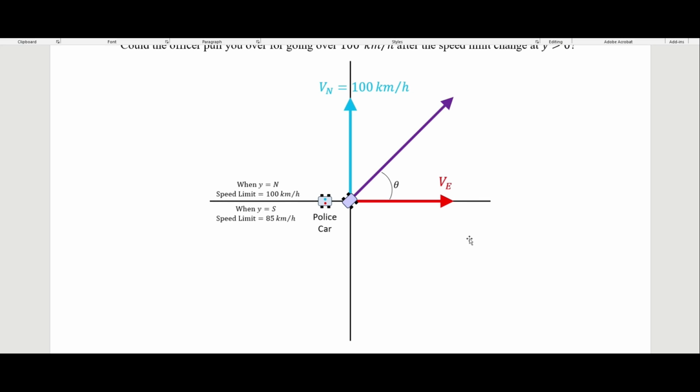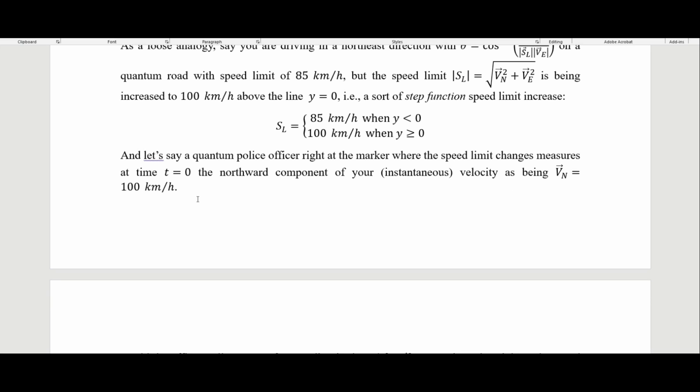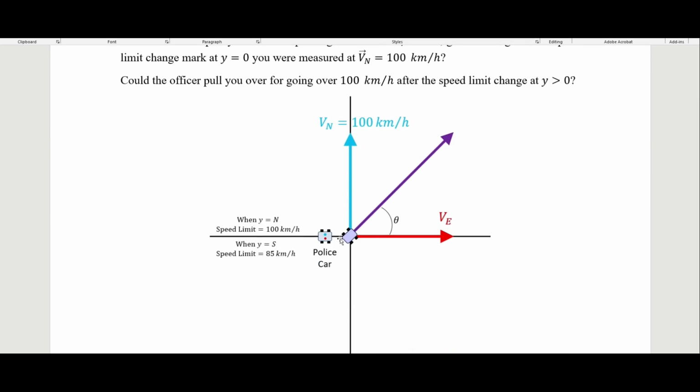And so I actually have a little figure here that I made. If we're south of this line right here, then the speed limit is 85 kilometers per hour. When we're north of it, it is 100 kilometers per hour in this direction along this purple vector right here. And so let's say a quantum police officer right at the marker where the speed limit changes measures, at time t equals 0, your northward component of your instantaneous velocity as being 100 kilometers per hour. So this is our police car right here. They measure your northward component as being 100 kilometers per hour.